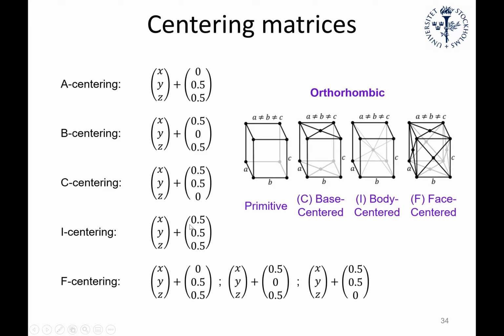I-centered, we go halfway along A, B, and C. So we have a half, a half, a half for the three values of the 3x1 matrix. With F centering, it's a little bit more complicated because all of the faces have centering. So you can imagine this as a combination of A centering, B centering, and C centering. So again, A centering, B centering, and C centering to get all of those symmetry equivalent positions.